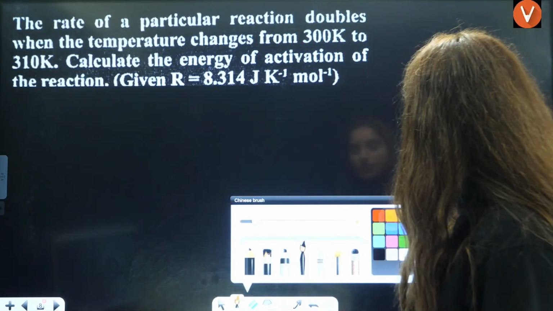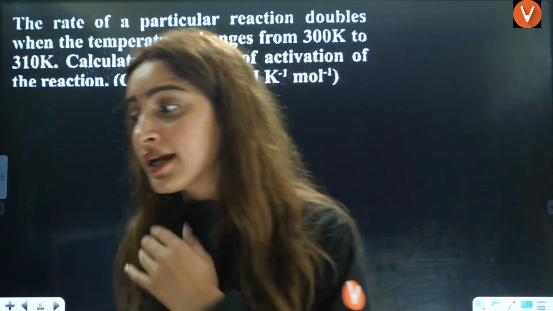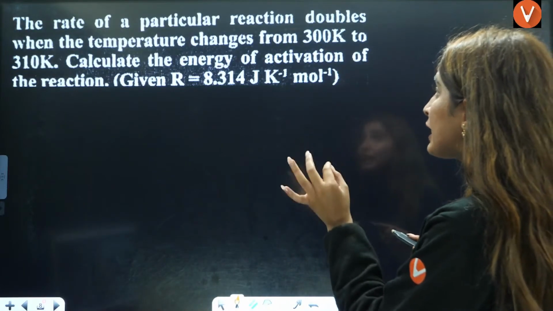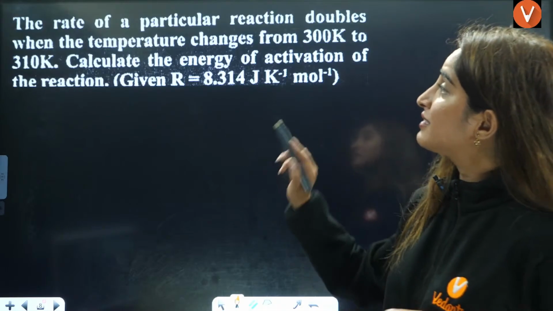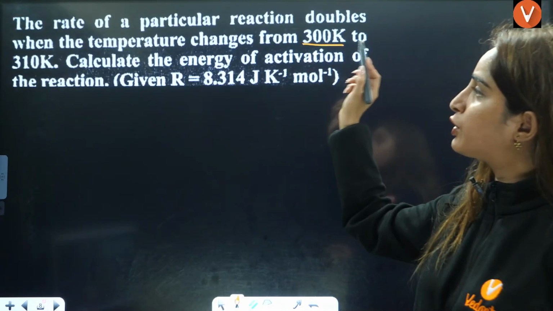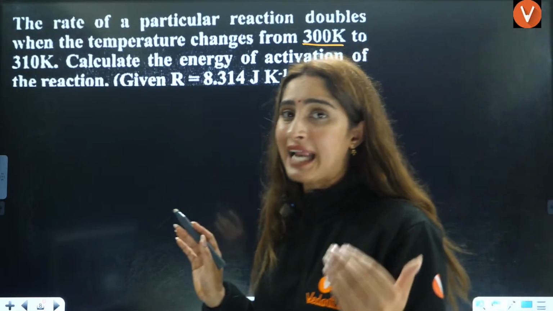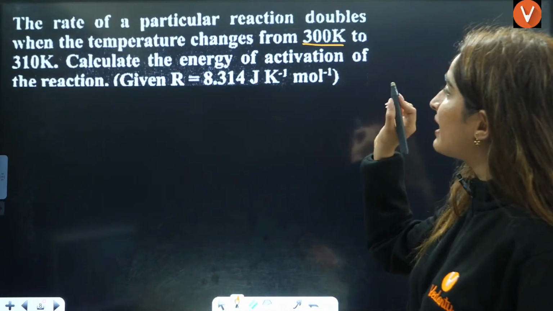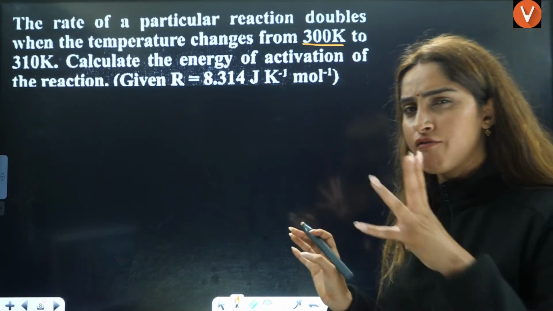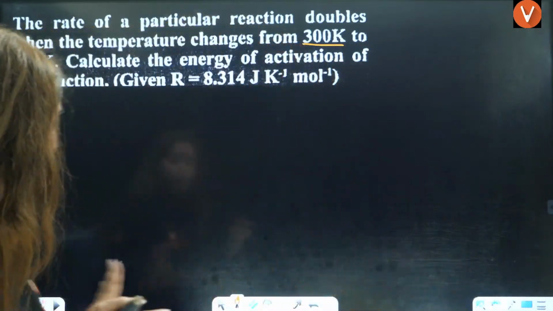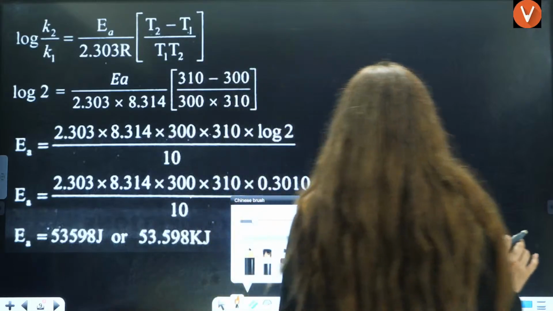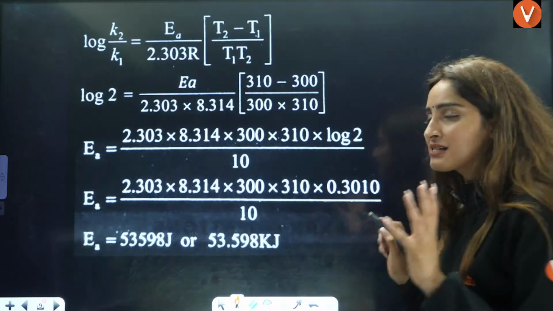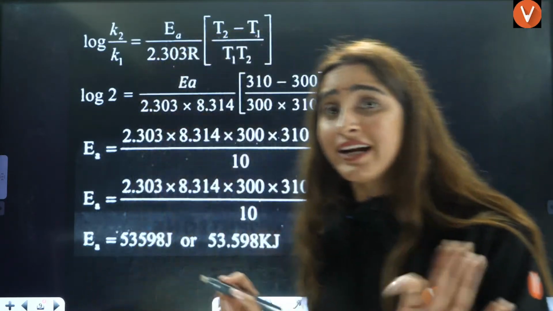Now, next question is based on chemical kinetics, the numerical from chemical kinetics, okay? Now, the rate of a particular reaction doubles when the temperature changes from 300 to 310. This we know that at every 10 degree rise in temperature, the rate constant will double. Calculate the energy of activation of the reaction. A very, very, very important formula. I'll just show you that formula, right? This has been frequently asked again. Trust me on that. You will see this formula somewhere in your exam. Definitely you will see this.